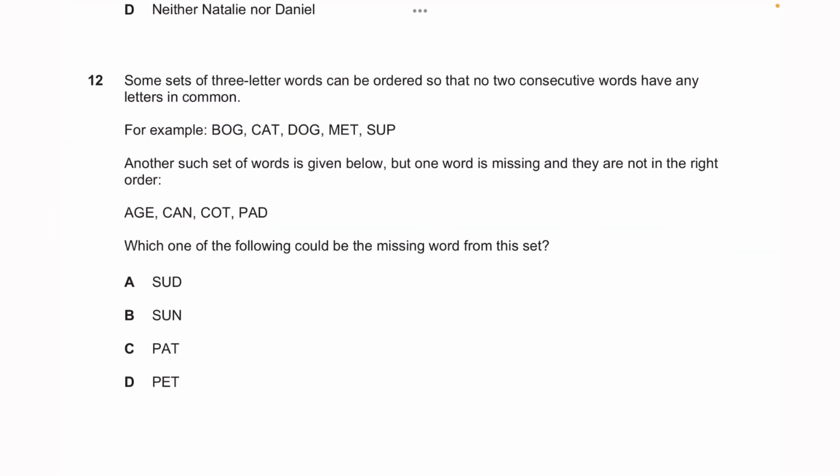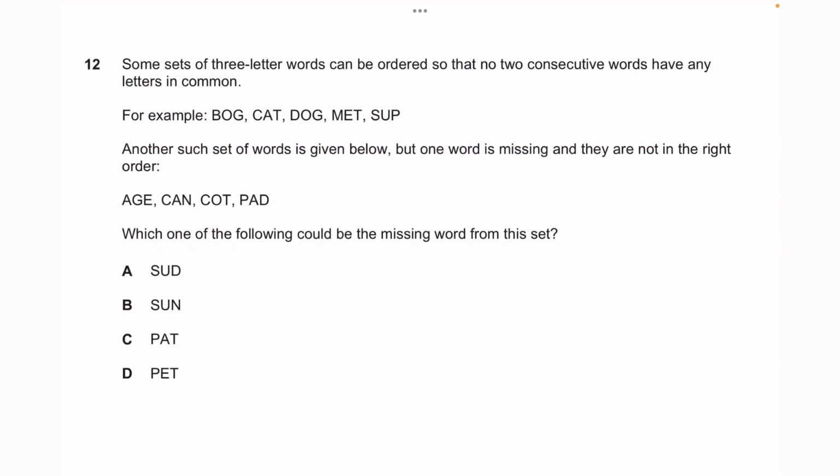Okay, so having a look at question 12 now. Question 12 says this: some sets of 3-letter words can be ordered so that no two consecutive words have any letters in common. And so we've got, for example here, a set of 5 words, and they're all 3 letters each, in the order of bog, cat, dog, met, and sup. Now it says another such set of words is given below, but one word is missing and they are not in the right order. We've got the words age, can, cot, and pad. Which one of the following could be the missing word from this set?